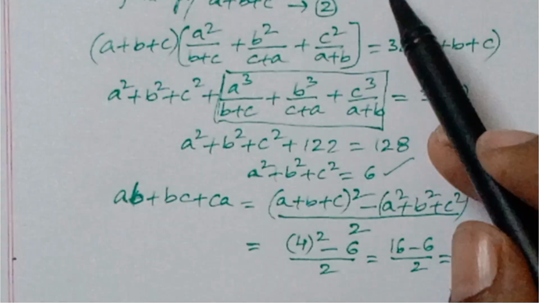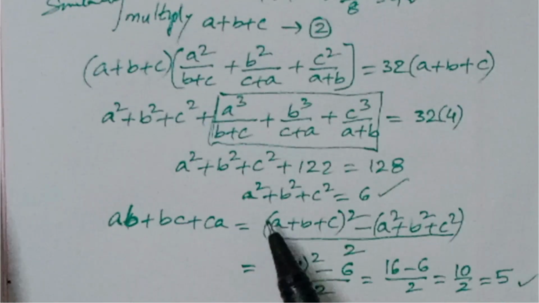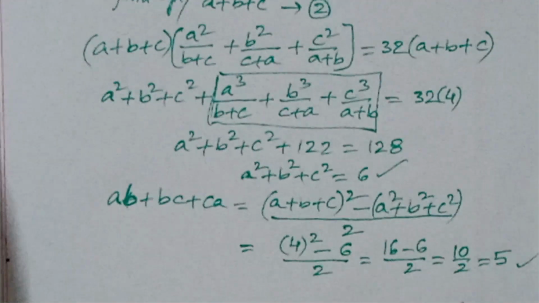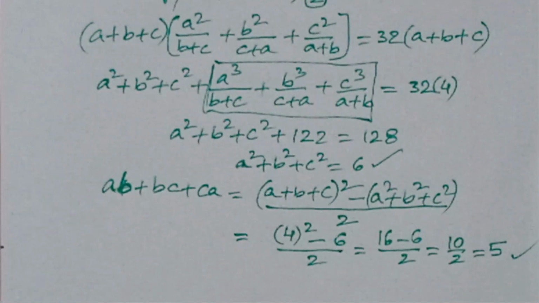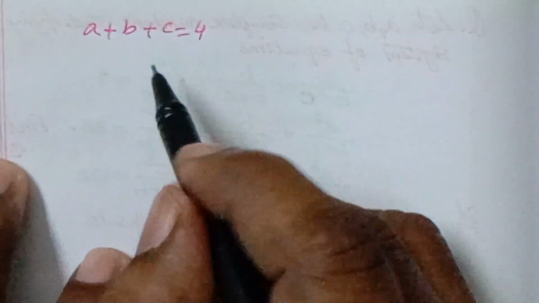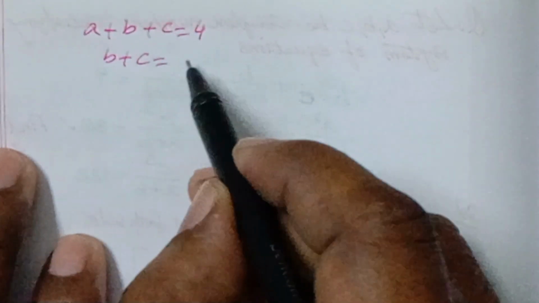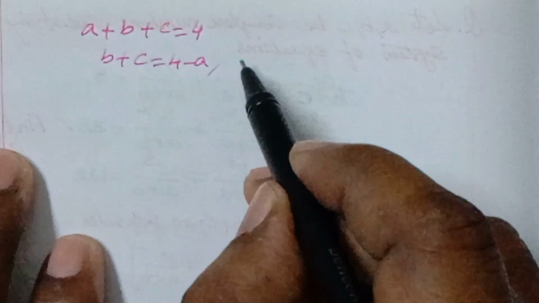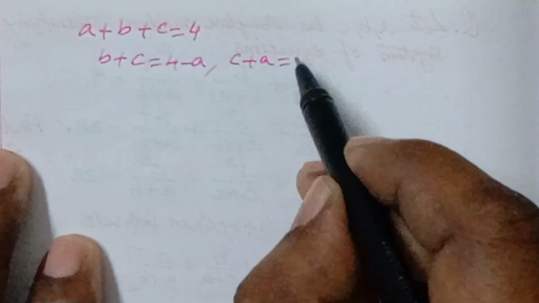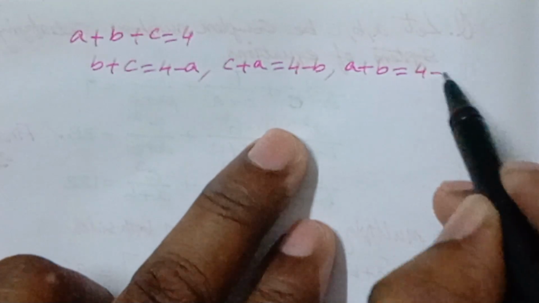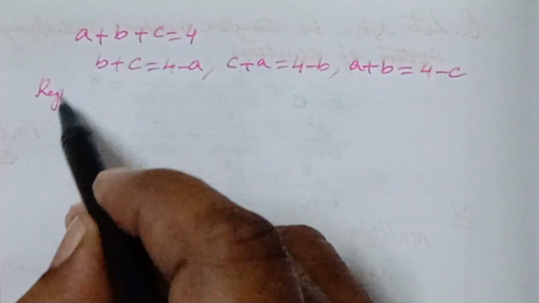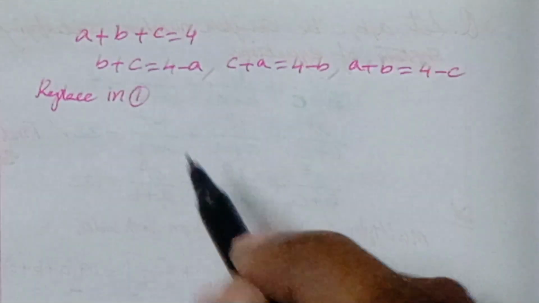One is a plus b plus c is equal to 4. Second one is a square plus b square plus c square is equal to 6. And the third one is ab plus bc plus ca is equal to 5. Okay, next, a plus b plus c is equal to 4. From this you can write b plus c is equal to 4 minus a, c plus a is equal to 4 minus b, and a plus b is equal to 4 minus c. So replace these values in 1.